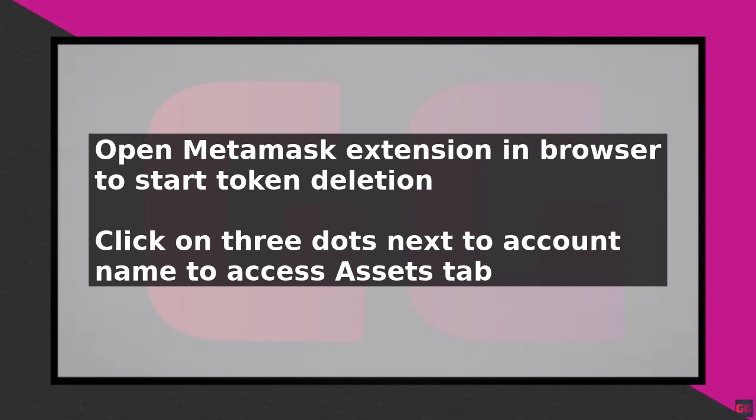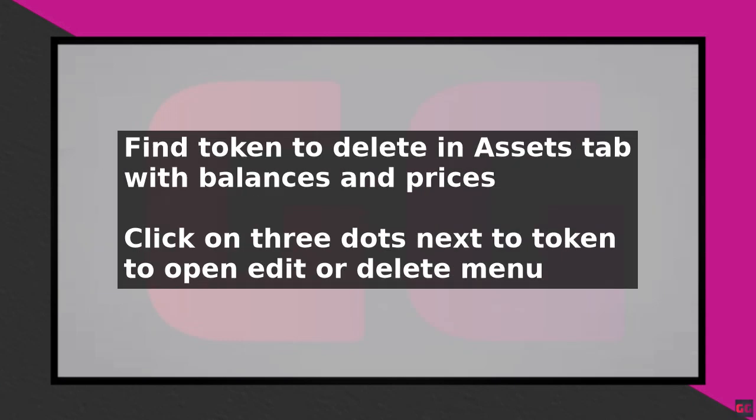In the Assets tab, you will see a list of all the tokens you have added, including their balances and current prices. To delete a token, find the token you want to delete and click on the three dots next to it. This will open a menu with options to edit the token, hide it, or delete it. Select the Hide Token option to remove the token from your visible assets list. This will not delete the token from your wallet, but it will prevent it from appearing in your assets list. If you want to completely remove the token from your wallet, you will need to use a different method.